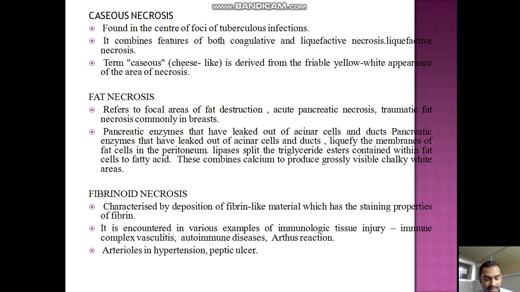Now the last one is fibrinoid necrosis. It is characterized by deposition of fibrin-like material which has the staining properties of fibrin. It is encountered in various examples of immunologic tissue injury, for example immune complex vasculitis, autoimmune disease and Arthus reaction. And the third one is arterioles in hypertension and peptic ulcer. So this is the small introduction of necrosis.